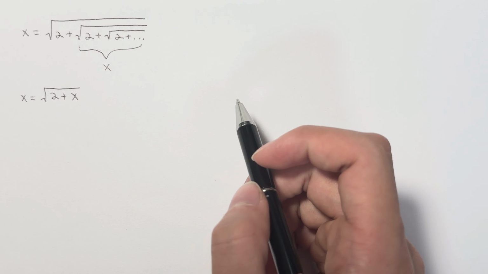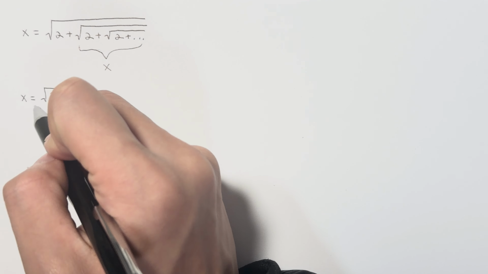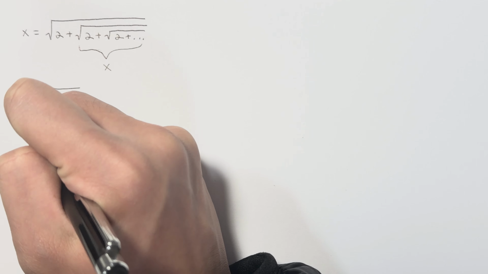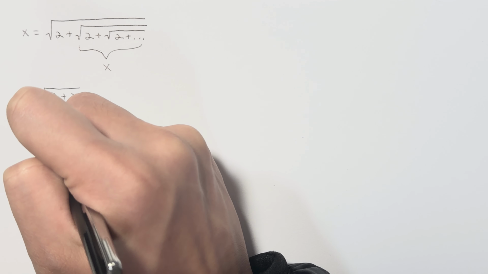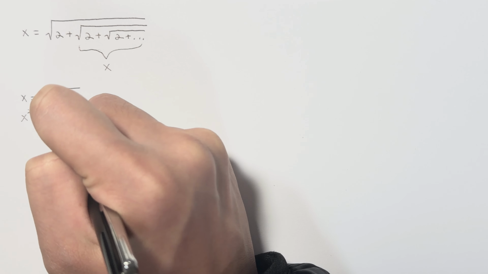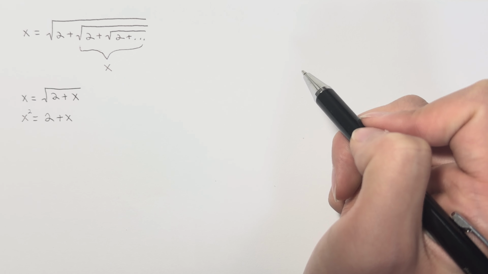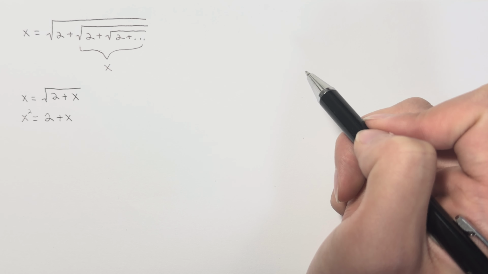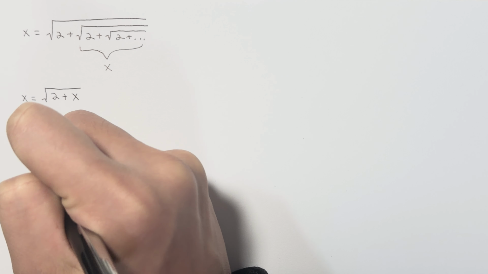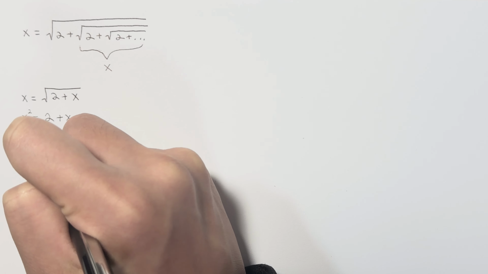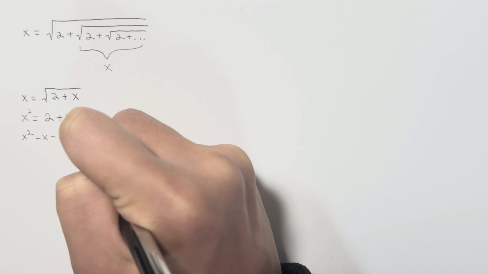Square both sides to eliminate the square root. So then you'll have x squared is equal to 2 plus x. Rearrange to standard form by moving everything to one side. x squared minus x minus 2 equals 0.